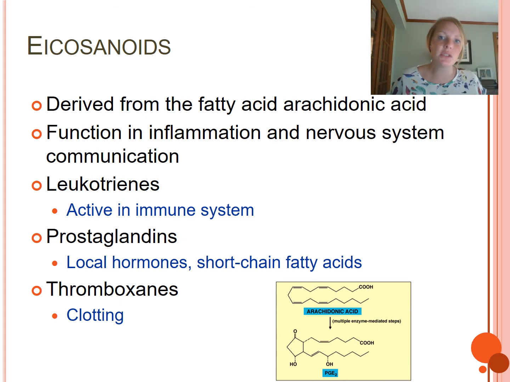So this is just an extra group of lipids that are out there that include some of these other peripheral things that you may or may not have heard of before.